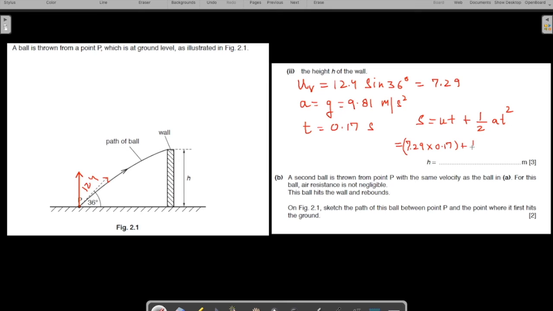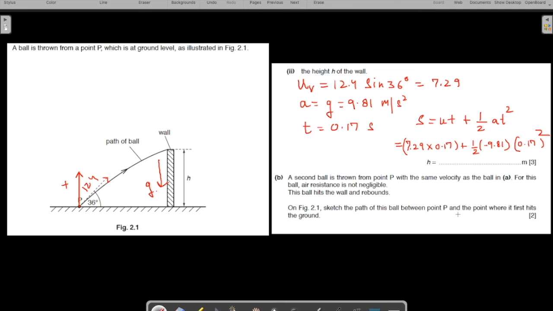plus half. What is the value of g? We are taking the upward direction as positive. G we know acts downwards. So the g will come here as negative. So minus 9.81. G is a negative value here because we are working with the upward velocity as positive. So anything which is down should be taken as negative. Times t, which is 0.17, the whole square. Do not forget this negative sign.